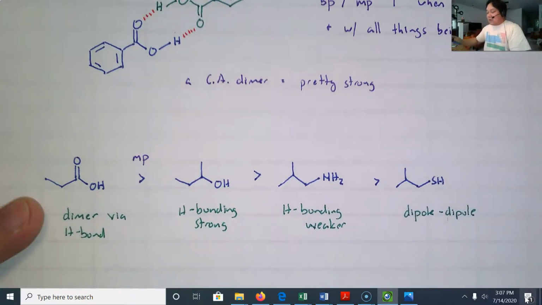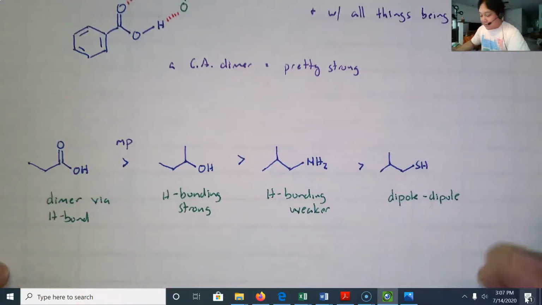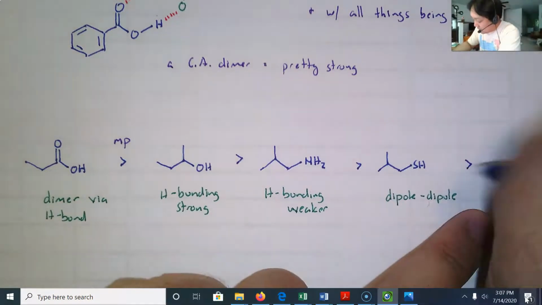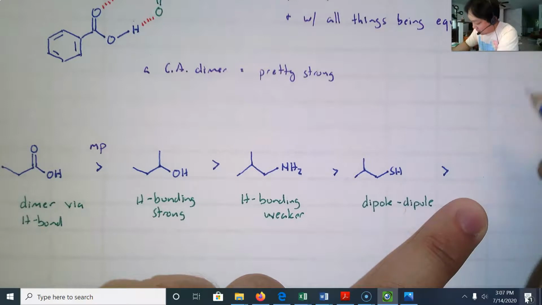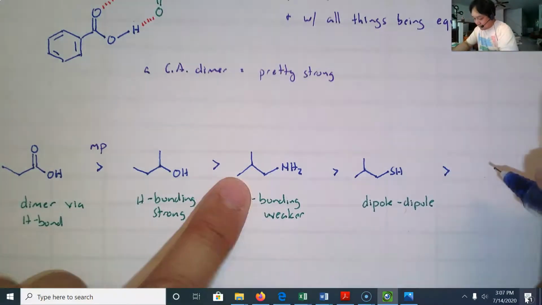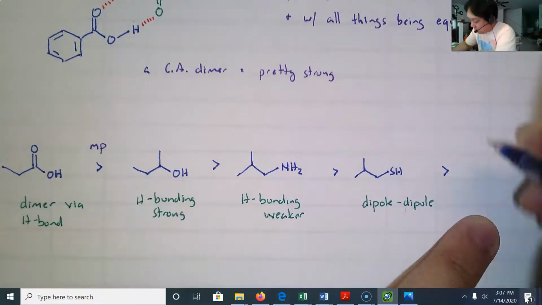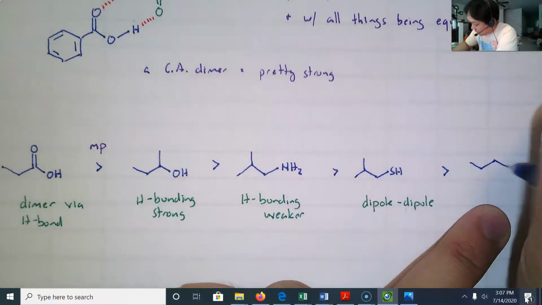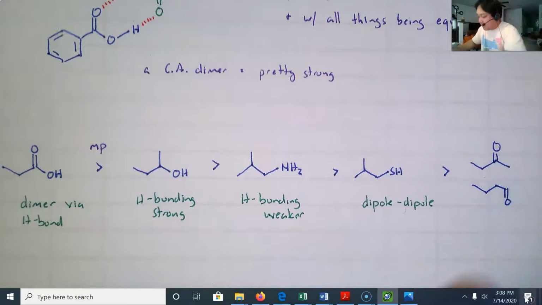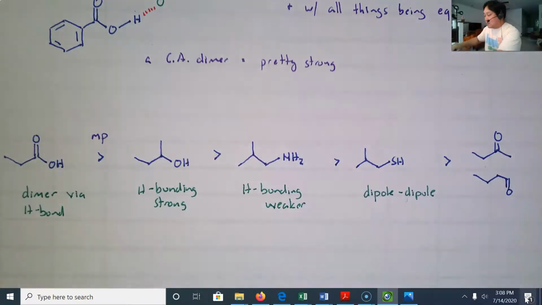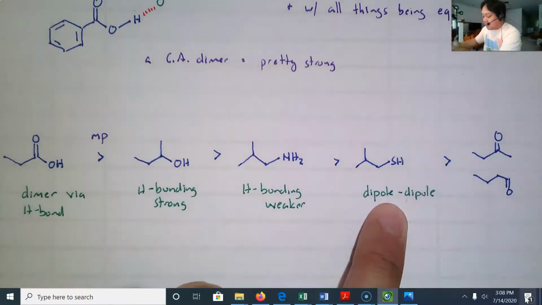Okay. What else? We talked about aldehydes and ketones. They're next. And how do I want to draw this? Oh, man. The methyl group shifted. Let's draw the ketone like this, and the aldehyde like this. Okay, that's next. These have strong dipole-dipoles, not as strong as an OH.